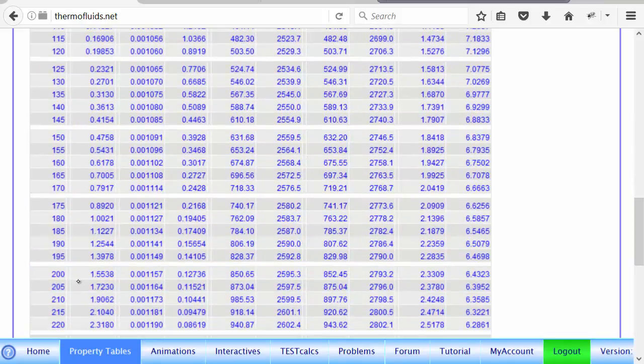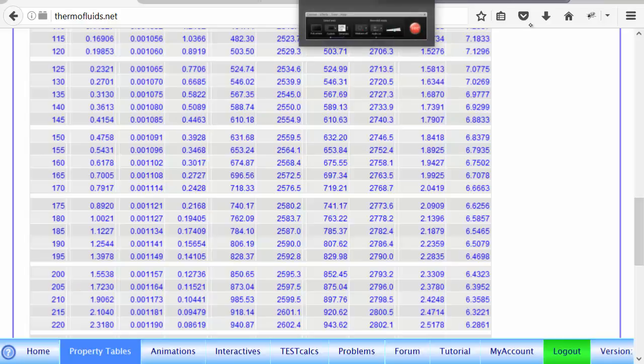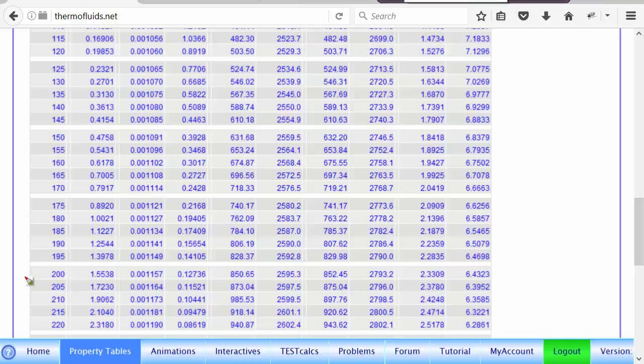And there you have it. Now you can pick up the entire row. This is our 200 degrees Celsius, as you can see. And we want g, so this will be the g values. If you go up, you'll see that these are the g column. So if the question is find the enthalpy of the saturated vapor, then this will be the answer.